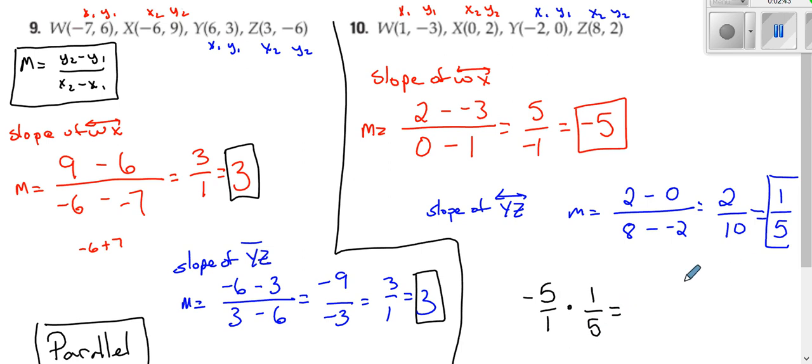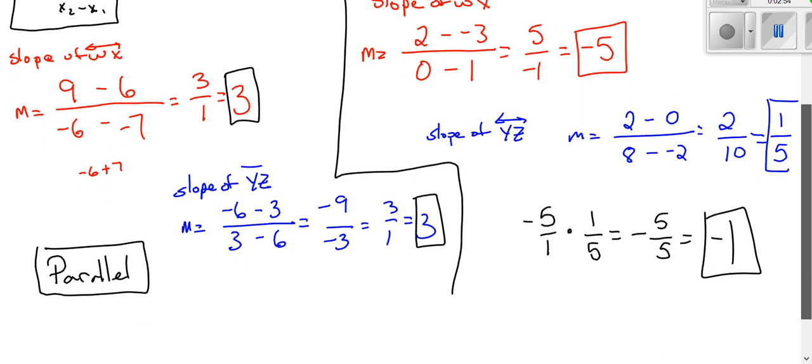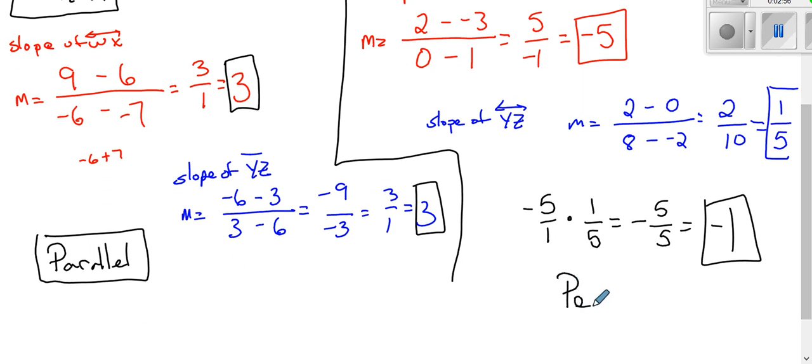So if I multiply these together, negative times a positive is a negative. 5 times 1 is 5. 1 times 5 is 5. The 5s cancel, I get a negative 1. So if you get this when you multiply the slopes together, then they are perpendicular lines.